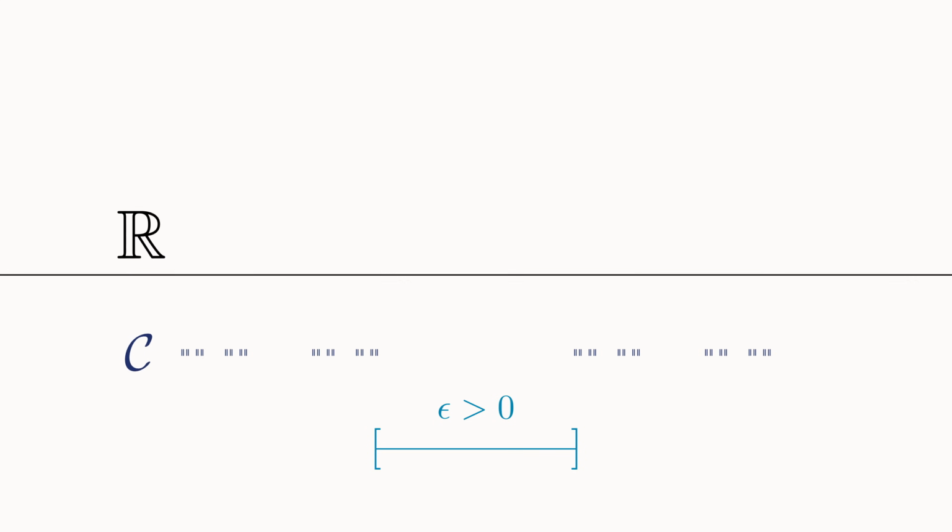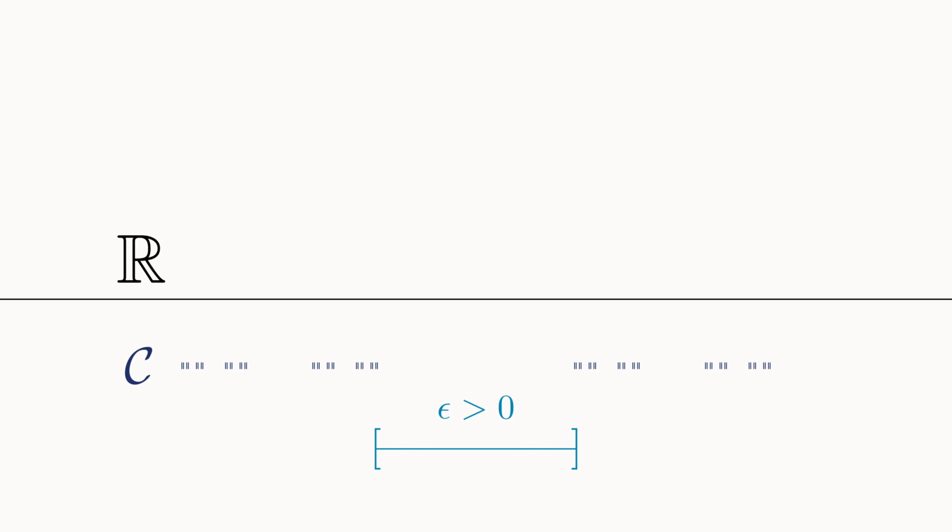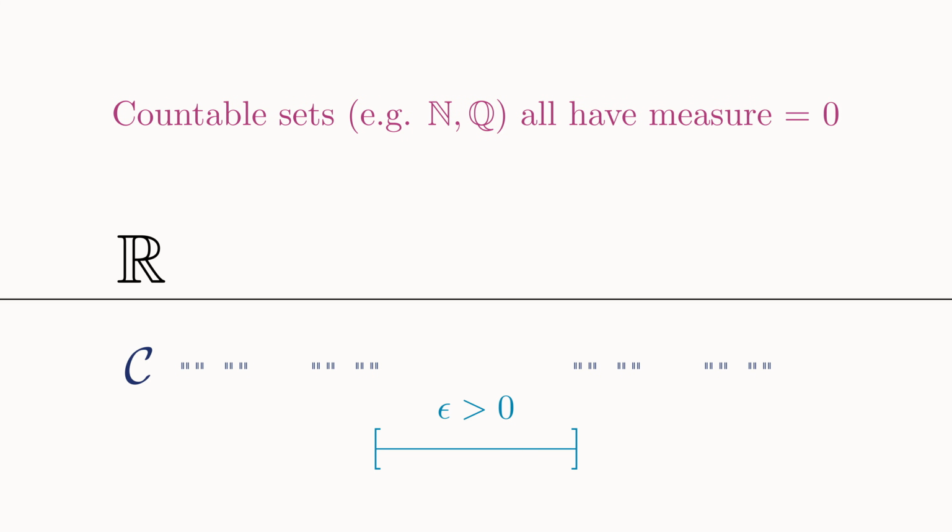This is in stark contrast to sets that are countably infinite, which if you saw my previous video on measuring the rationals, you know that no matter how you rearrange these, they will always have a length of 0.